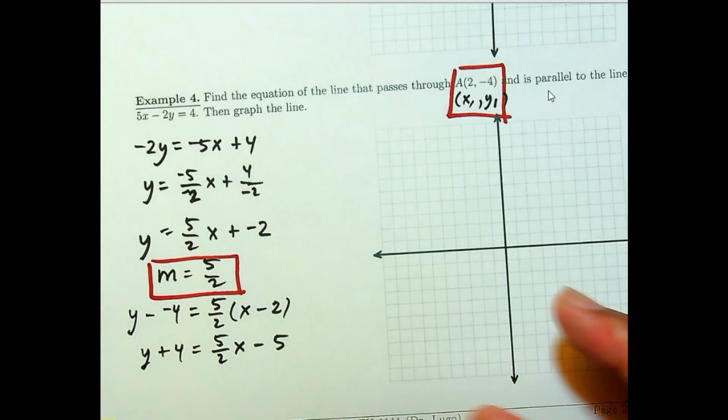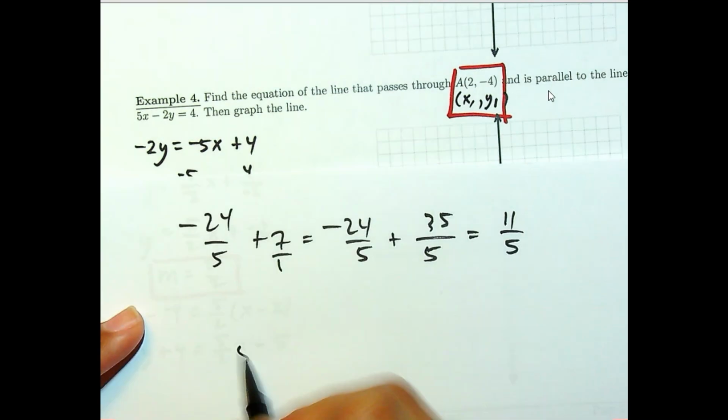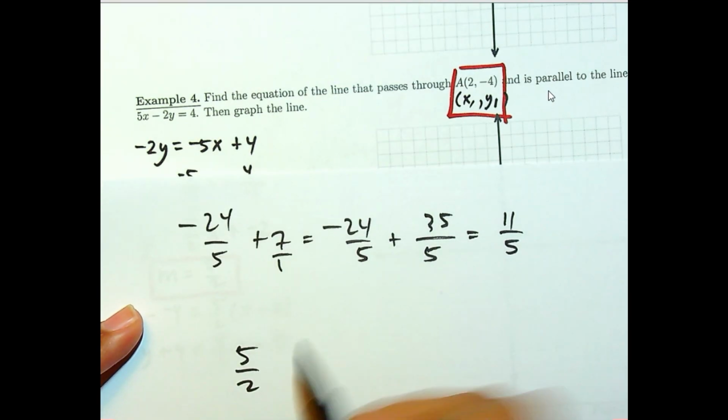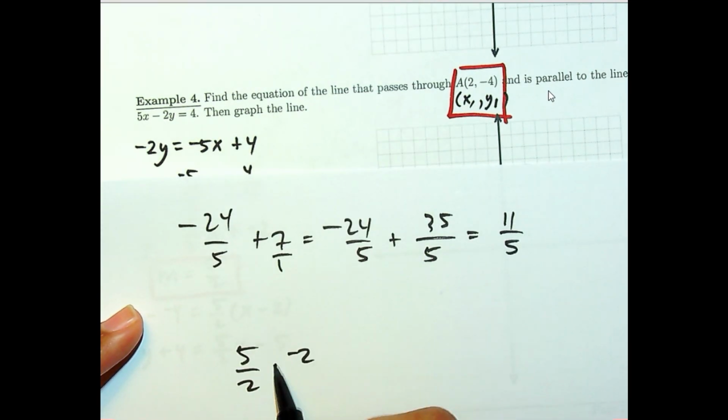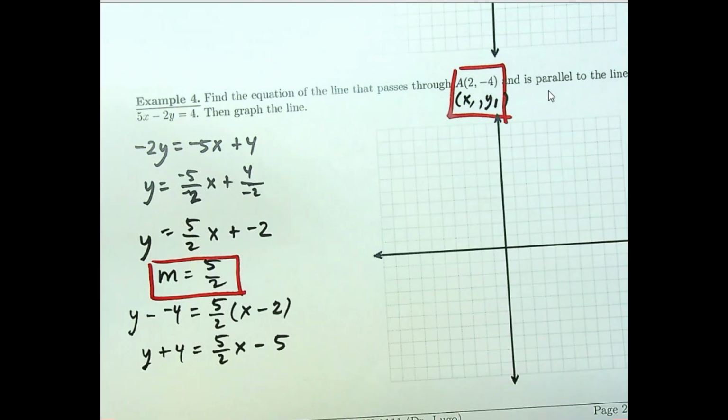Look, you have 5 halves times negative 2. You can cancel the 2's, you get negative 1. So 5 times negative 1 is negative 5. Negative 5.